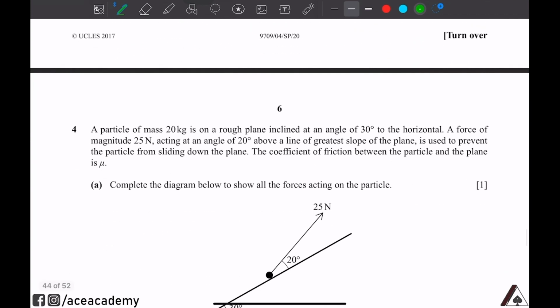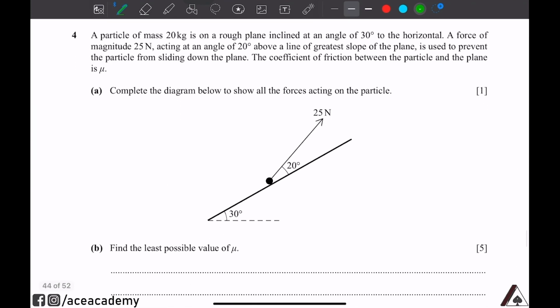Next up, we have a particle of mass 20 kilograms on a rough plane inclined at an angle of 30 degrees from the horizontal. A force of 25 newtons acting at an angle of 20 degrees above the line of greatest slope of the plane is used to prevent the particle from sliding down the plane. This is key information. The coefficient of friction between the particle and the plane is mu.